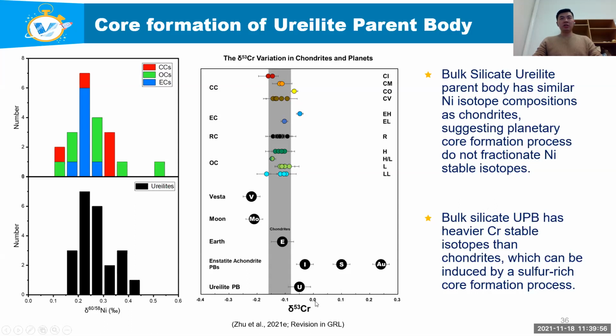And we also did the chromium stable isotopes for Ureilites. And it's here. The Ureilite parent body possesses heavier chromium stable isotopes than chondrites, which are represented by the gray bar. So this can be induced by a sulfur-rich core formation process.